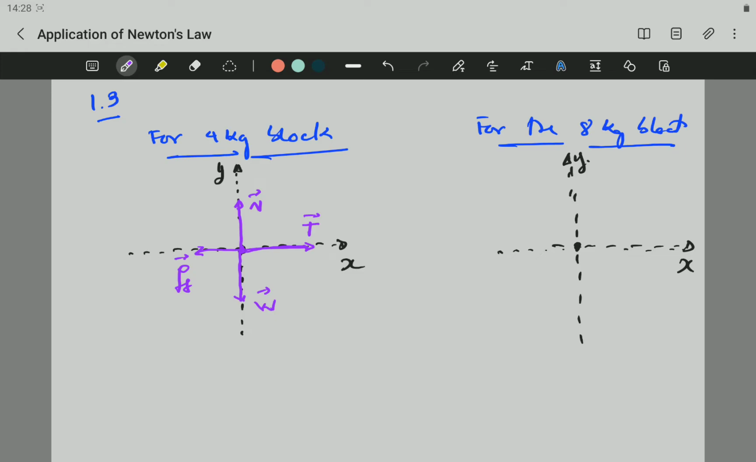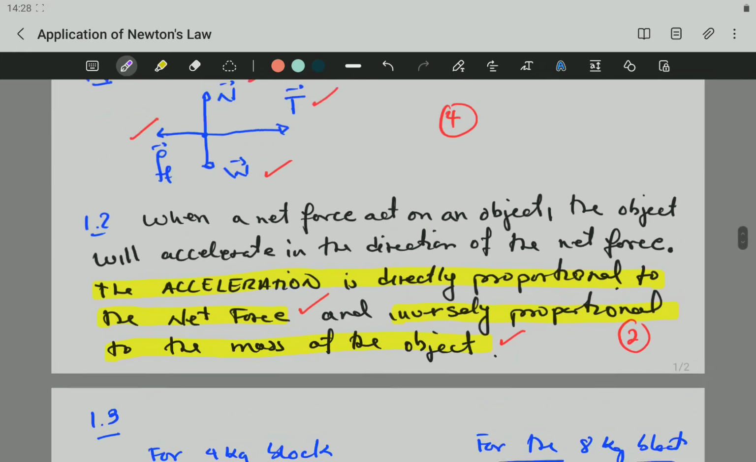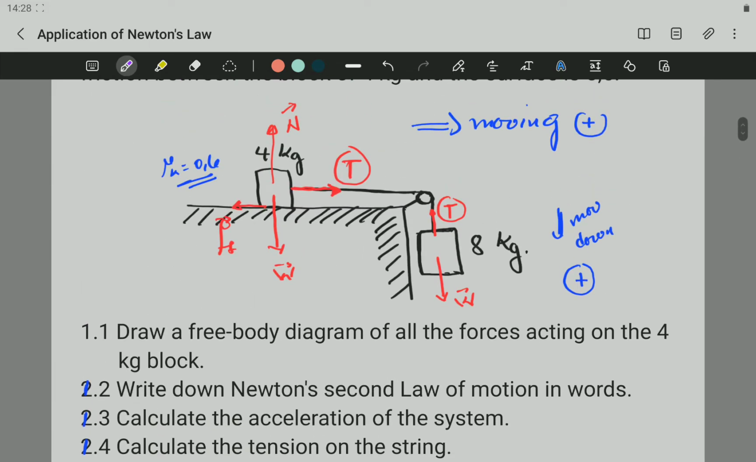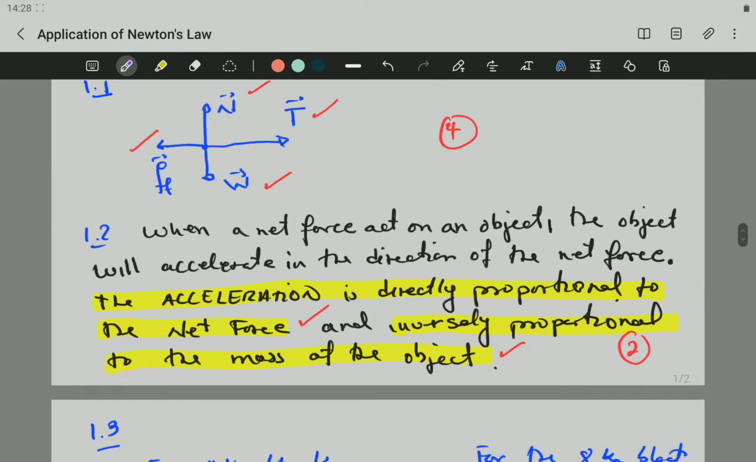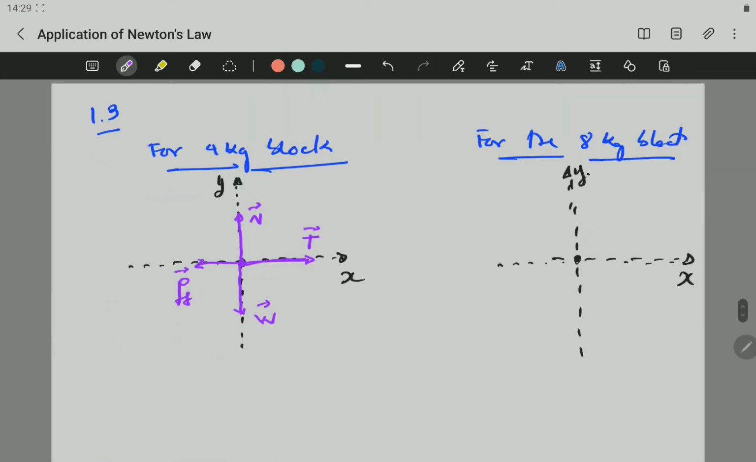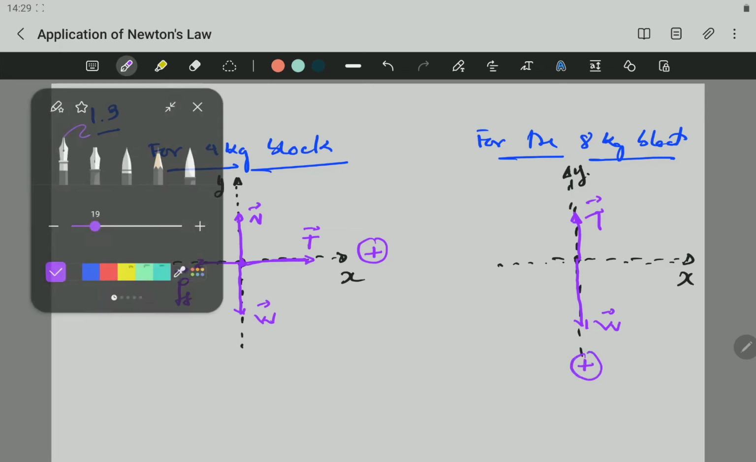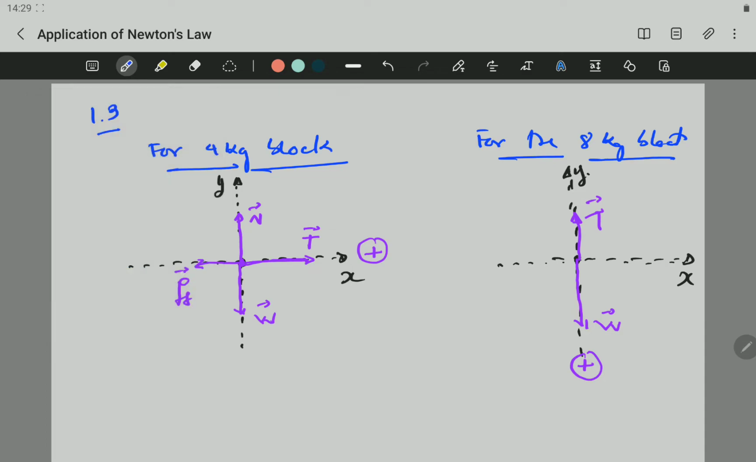For the 8 kilogram block, we have only 2 forces acting, vertical. Remember, we did the drawing on the sketch, so we have tension upward and weight downward. Now, what is important here? Remember, we take right as positive here, and down as positive here. Okay, so let's go now to the next step, which is to apply Newton's law.